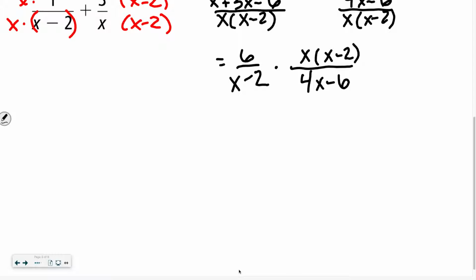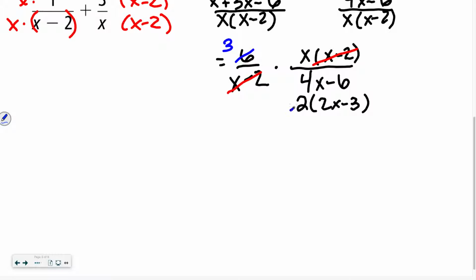Okay, I could cancel the x minus 2's. Does anything else cancel? Is everything else factored? No, you could factor 4x minus 6. You can take out a 2. So this is really 2 times 2x minus 3. Does anything else cancel? The 6 over 2 will really be 3 over 1.